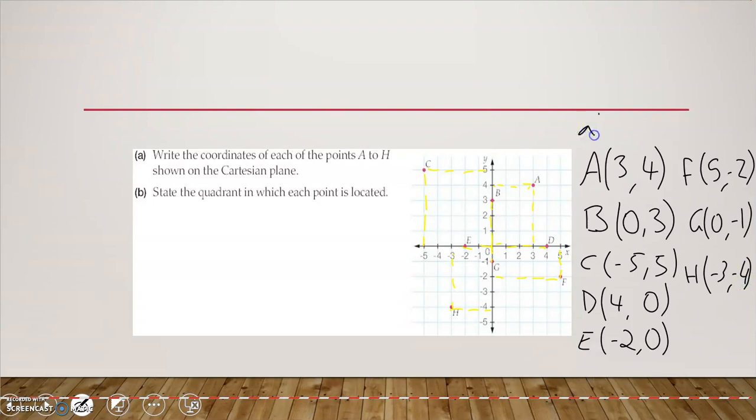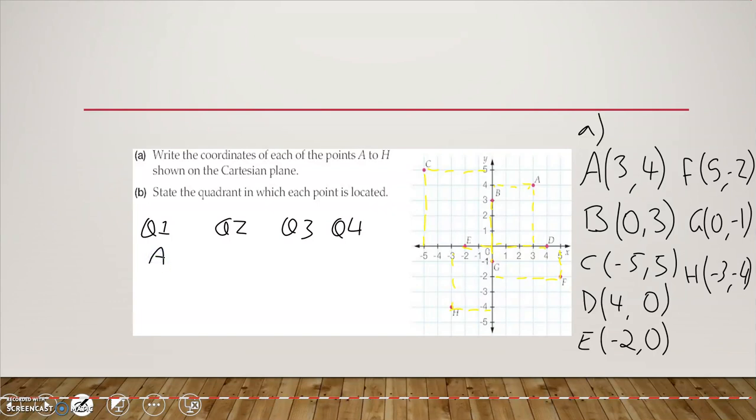Now that's part A. Part B is to state which quadrant each point is located in. So I'm just going to write quadrant 1, 2, 3, and 4. And then we can say which points are in which quadrant. So in quadrant 1, we have points A.